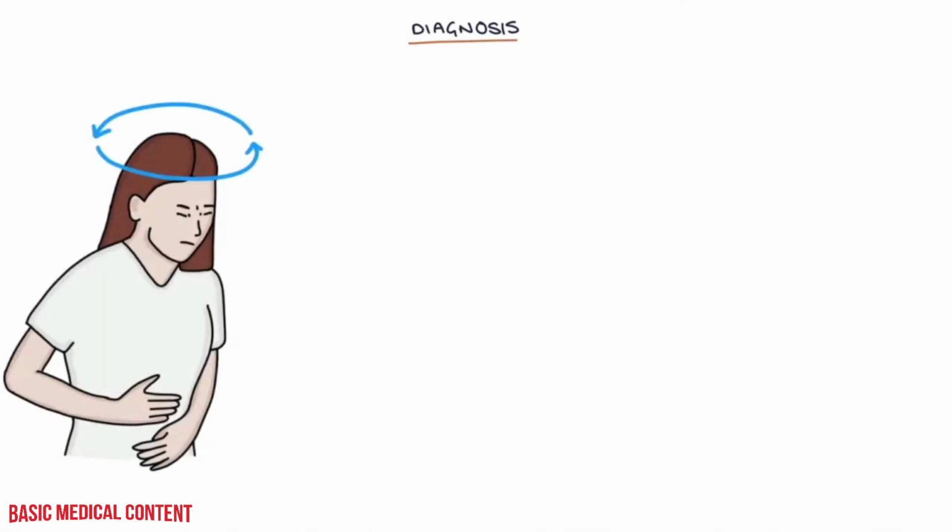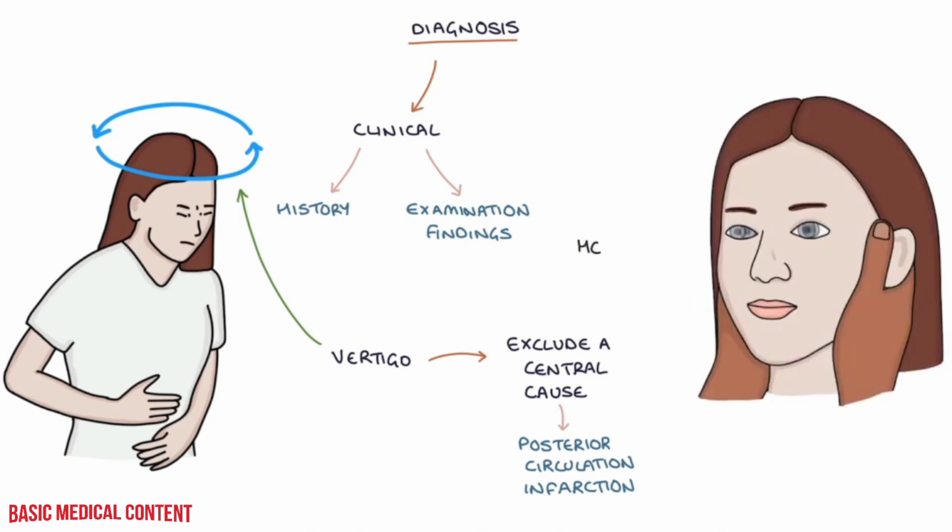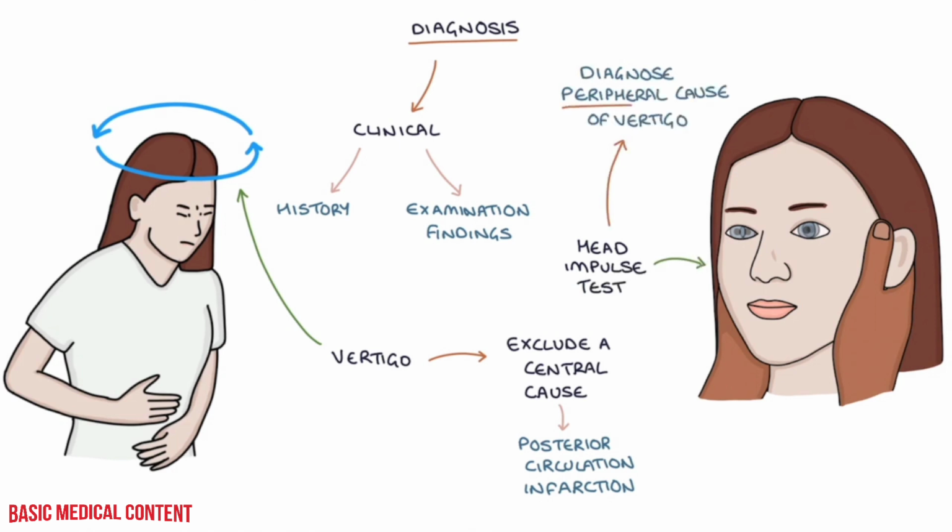So how do you make the diagnosis? A clinical diagnosis is based on the history and examination findings. Whenever a patient presents with vertigo, it's important to exclude a central cause of the vertigo, meaning vertigo caused by a problem in the brain, such as a posterior circulation infarction, which is a type of stroke. The head impulse test can be used to diagnose peripheral causes of vertigo resulting from problems with the vestibular system, for example, vestibular neuritis or labyrinthitis.